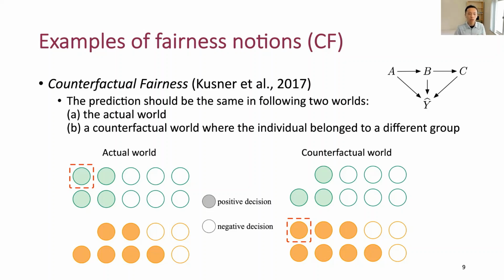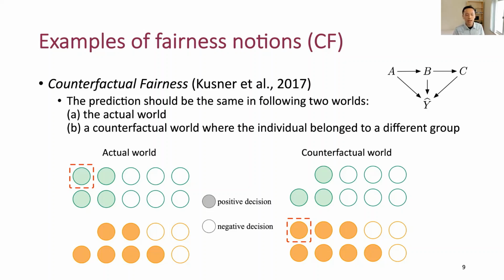So this is an individual level fairness notion. And the quantification they try to evaluate is: consider two worlds. The first is the actual world we reside in, and the second is the counterfactual world where a certain individual belonged to a different group. Say, for example, for this individual circled in the red box, in the actual world, he or she is a green person. In the counterfactual world, he or she would be an orange person.